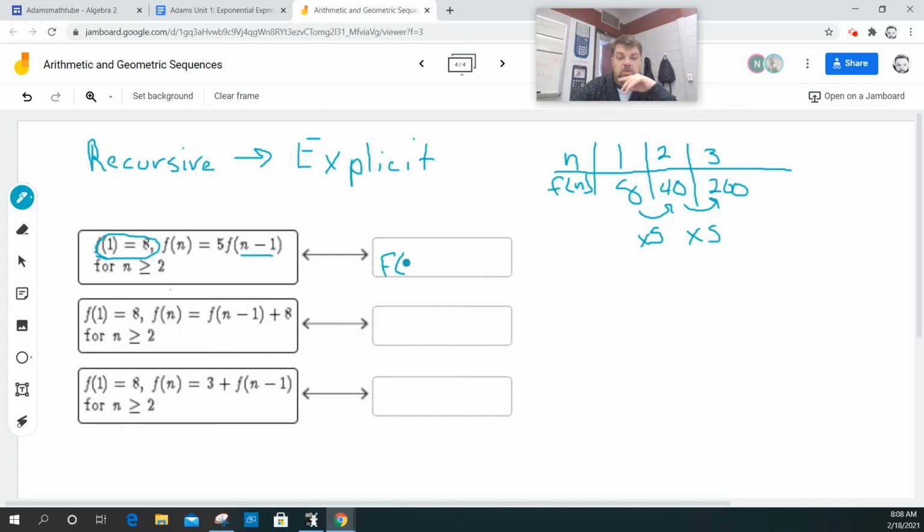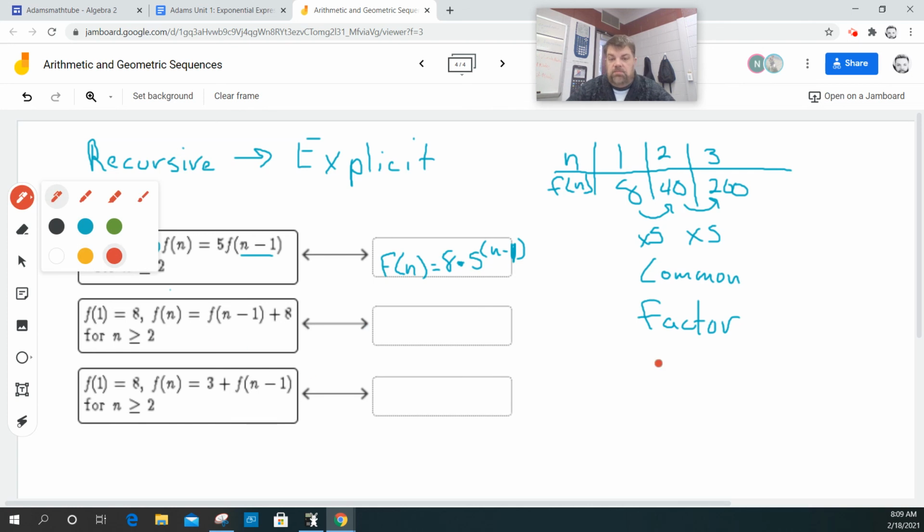So the explicit formula would be f of n is equal to the first term, which is 8, times the common factor, right? This is the common factor of 5, raised to the n minus 1. That's it. So let's do the next one.